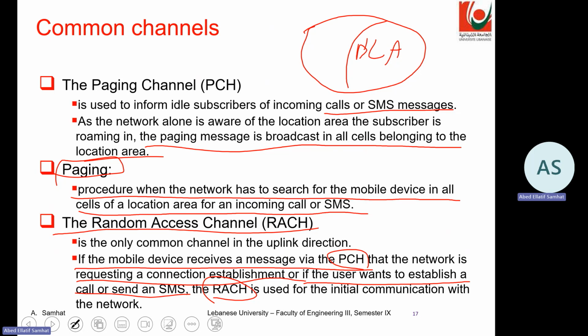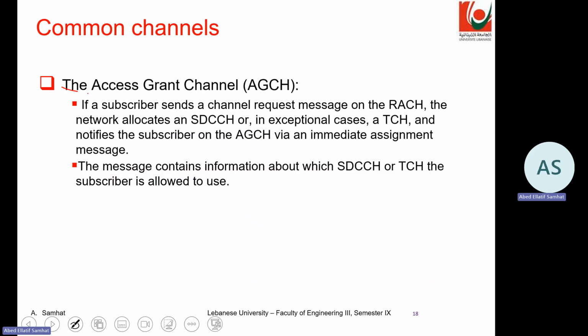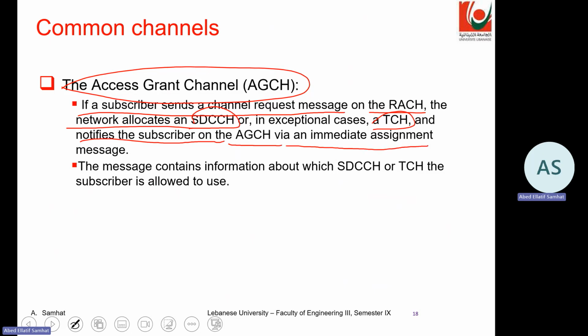And this random access channel, in this case, will use, if you remember, the access grant burst. And here the access grant channel is the confirmation: the subscriber sends the channel request on the random access channel. The network will allocate an SDCCH, in exceptional cases the TCH, and it notifies the subscriber on the access grant channel via an immediate assignment message.